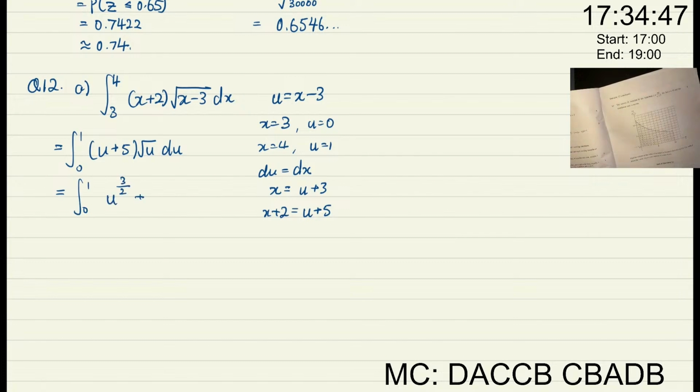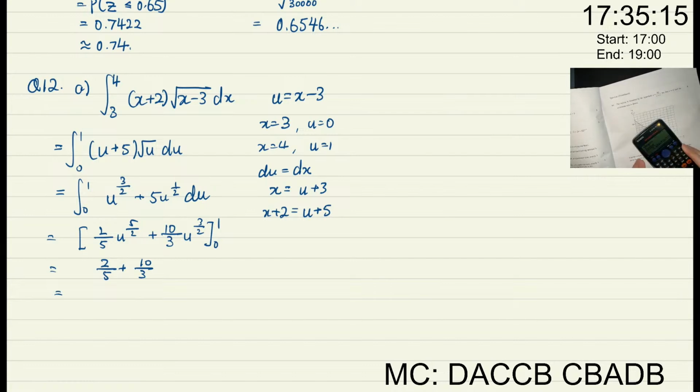We have a fractional power of u over here, and a fractional power of u over here, du. Anything could go wrong here. And we have 5 times 2/3. So 10/3? And we simply sub 1 in, so we got 2/5 plus 10/3. Let me quickly do that on my calculator because I don't have enough brain cells left to do this by hand. We have 56 over 15.